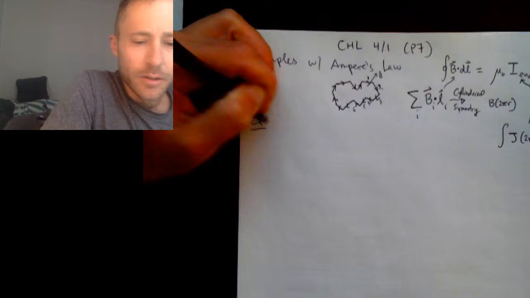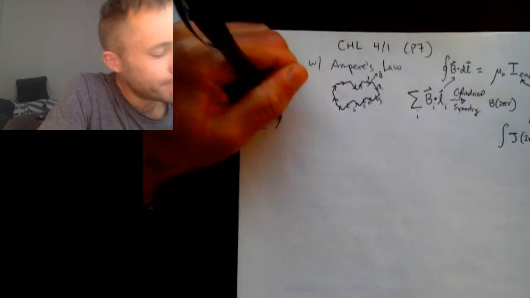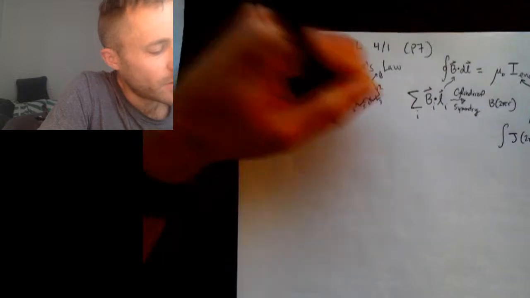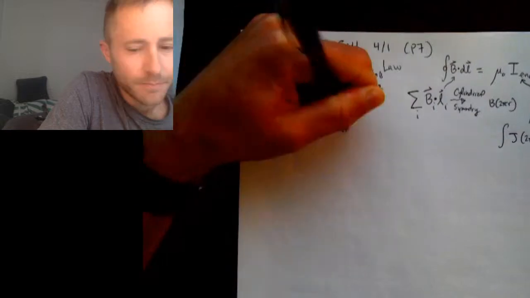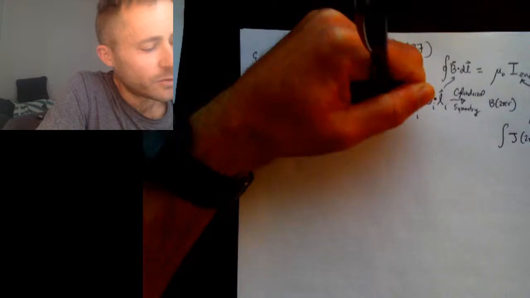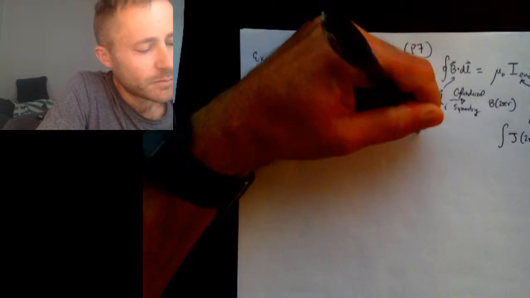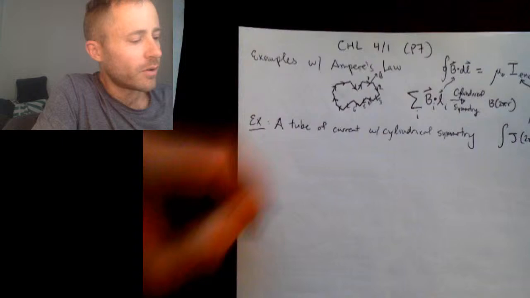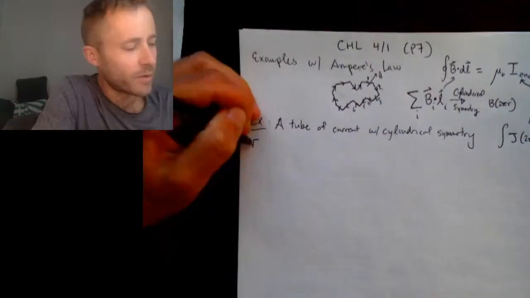So what if we have a tube of current with cylindrical symmetry? All right, so I'm going to show this tube from a front view.